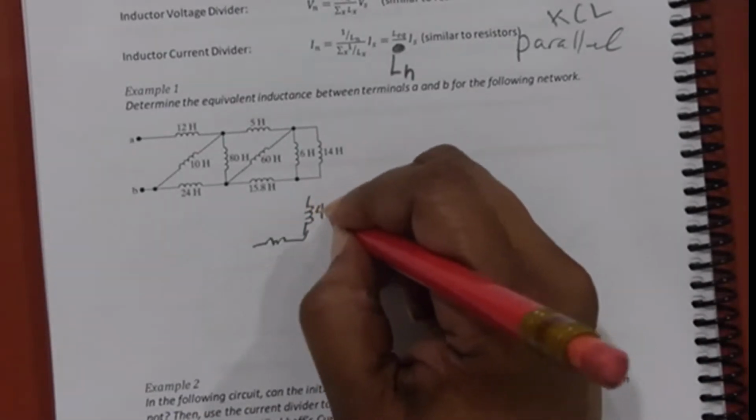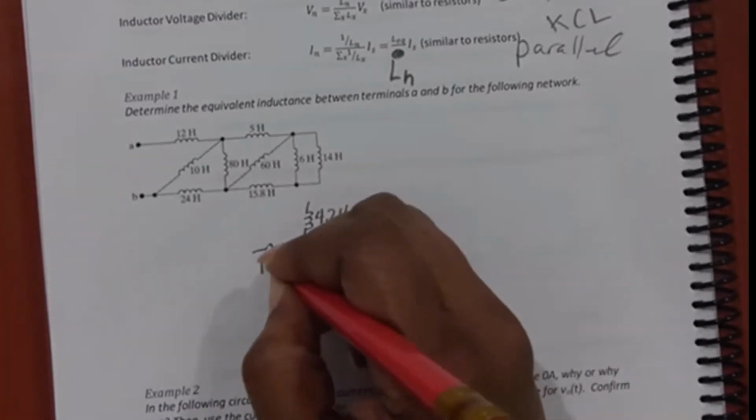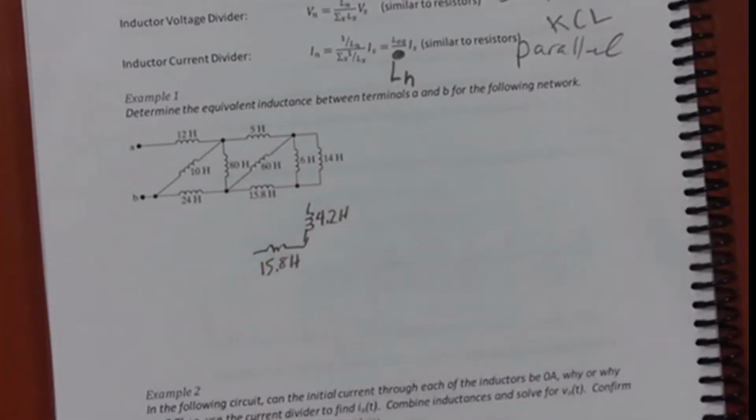4.2, very good. And then those are in series. So the next step is you're going to put those in series. 4.2 and 15.8. Very good.